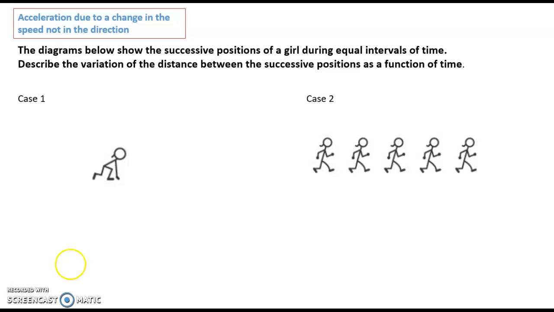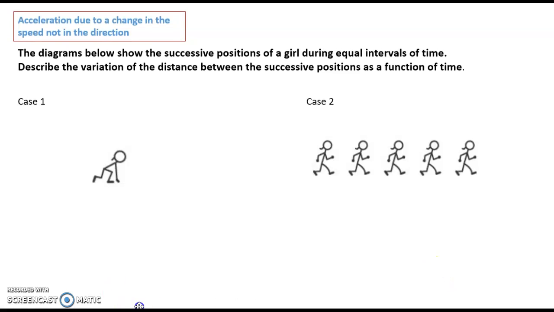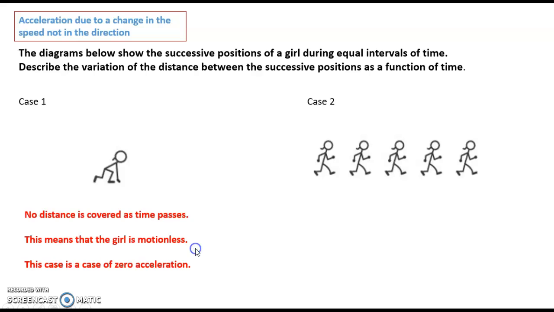As for the first case, an observer comes and looks at the position of the girl and finds her at this position. Then after, for example, 1 second, he comes back and looks at her and finds her at the same position, and so on. So what does this mean? How can we describe the distance covered by the girl during the equal intervals of time? We can say that no distance is covered as time passes.